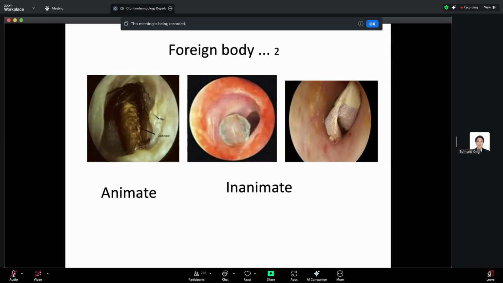that insect first. So usually we drown it with oil. You can put anesthetics before removing. It's quite hard to remove an animate foreign body if it's still alive, because once you do your suctioning, it will just go deeper. So it's best, when you remove a foreign body like a cockroach, that it is immobilized or dead before you remove it. So next slide.